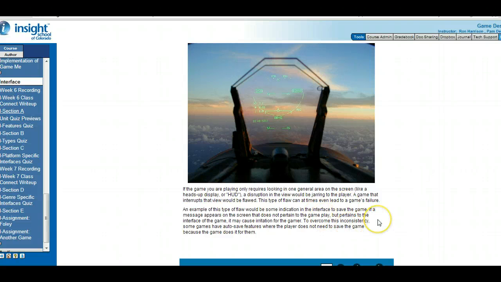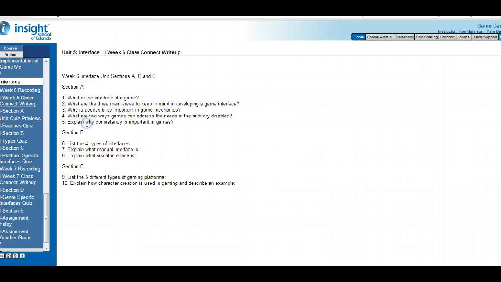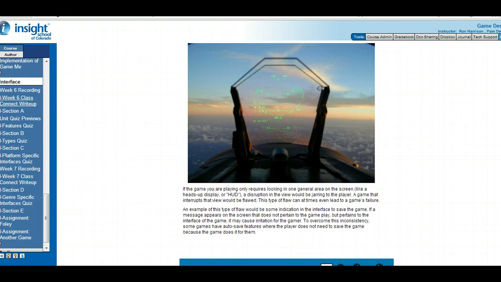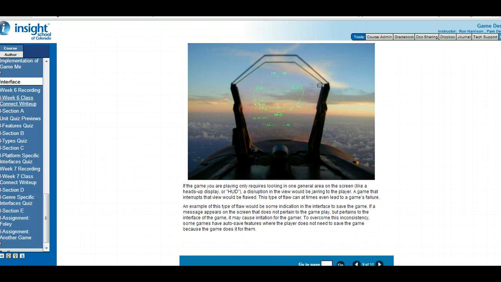And the other thing, let me go back to the Class Connect write-up question and see what it says about consistency. So explain why consistency is important. And that's actually the reason, that you want to make sure that the player stays immersed in the game. Therefore, the game needs to be consistent so they don't get taken away from it. Like down here, it talks about how some games give you a message, hey, you need to save the game. Well, that interrupts the game, right? So some games are starting to add auto save features so it does not interrupt the game.